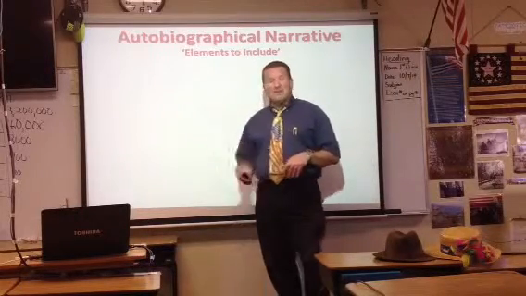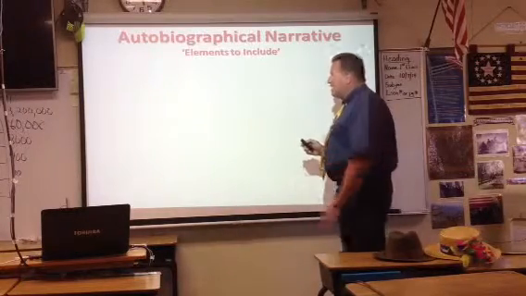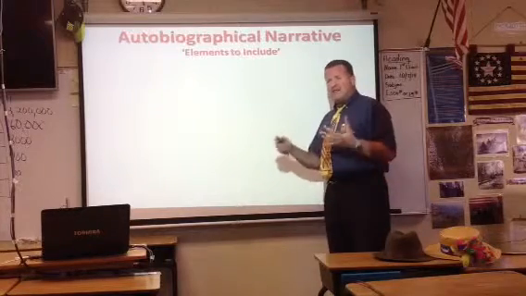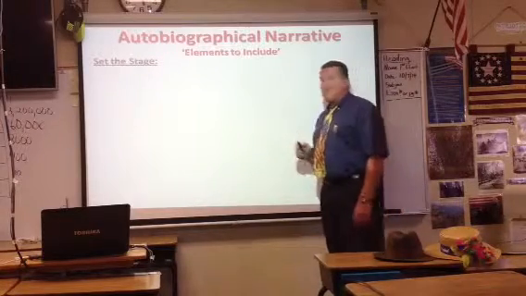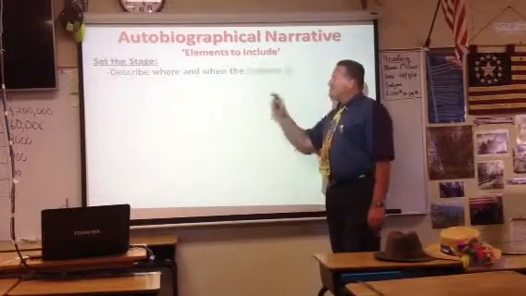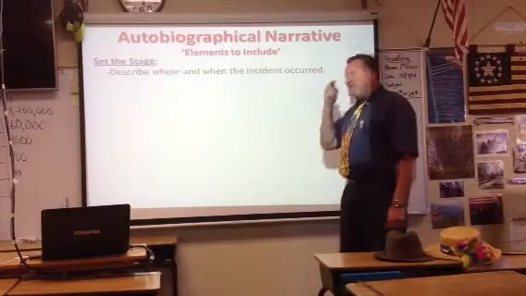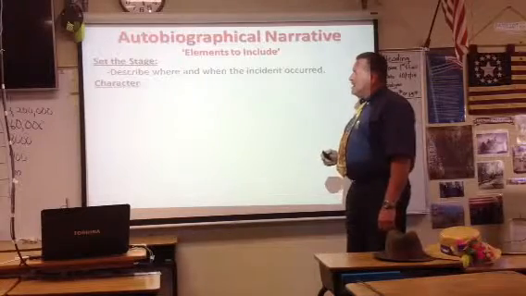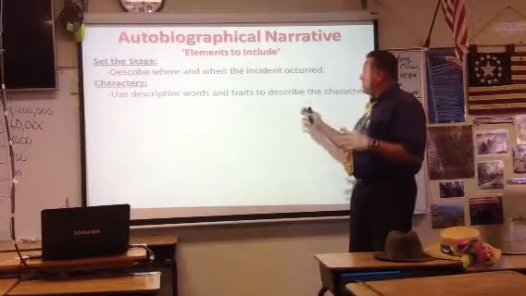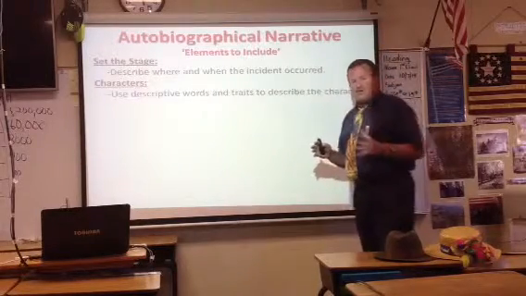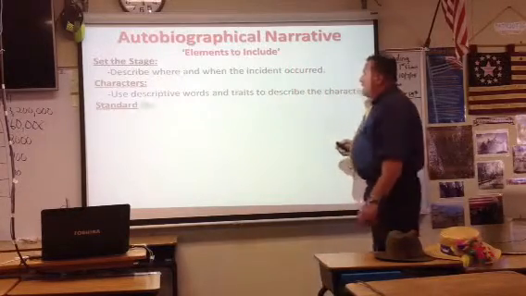So anyways, let's take a look at a little bit of what you had learned previously in 4th grade. I just want to review some of these things, and then I add to them in 5th grade. So here we go. One is, you've got to set the stage. That's where you describe where and when the incident occurred. So I want you to be thinking of these things as we begin. You're going to tell me about the characters. In other words, who was a part of this? You're going to use descriptive words and traits to describe those characters. For myself, it was my wife and I.